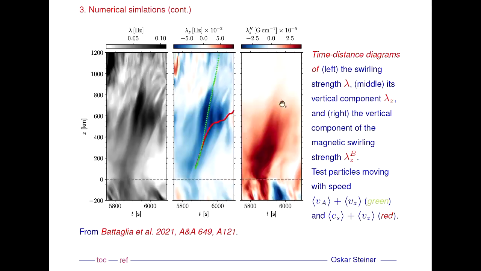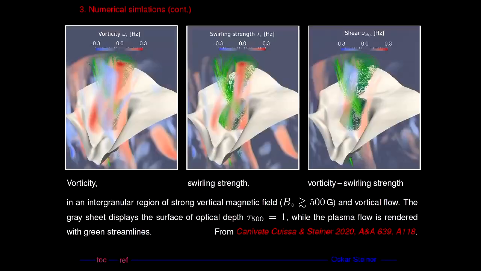And likewise, we can also compute the swirling strength of the magnetic field, which is a measure of twist. And we see, not so clearly, but also such a ridge with the same velocity propagating upward and of opposite sign. And both the fact that it moves with Alfvén speed and has a phase relation of 180 degrees between velocity and magnetic field suggests that this is a torsional Alfvén wave that moves along the magnetic field in the upward direction.